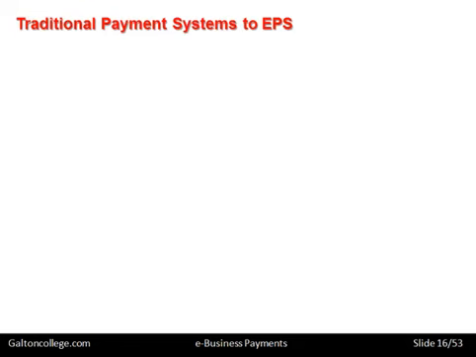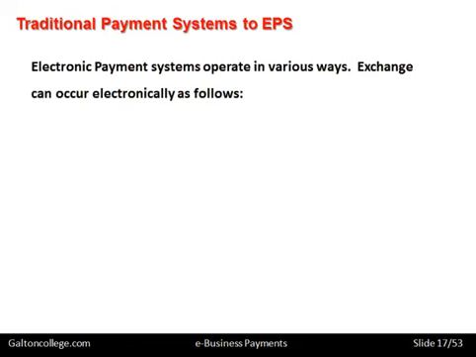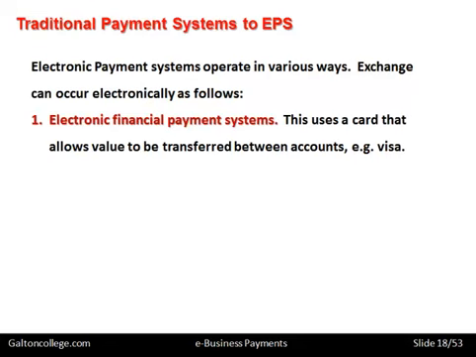So traditional payment methods. Well, electronic payment systems operate in various ways. Exchange can occur electronically as follows. We have electronic financial payment systems. It uses a card to allow value to be transferred between accounts. So we could have the movement of resources from one financial system to another.